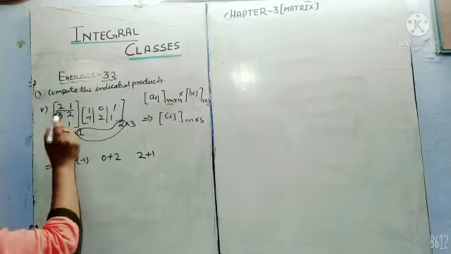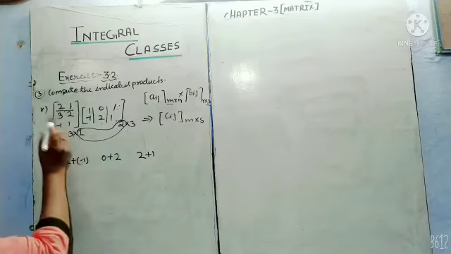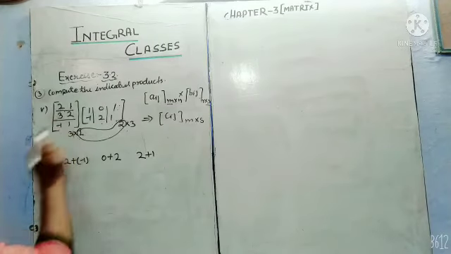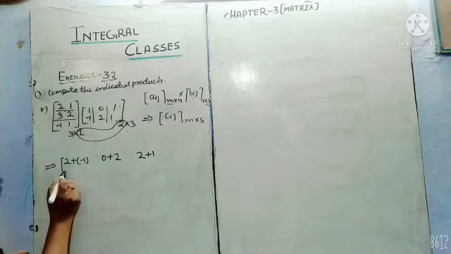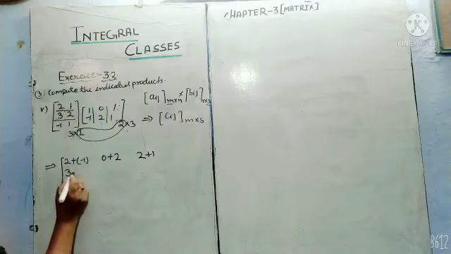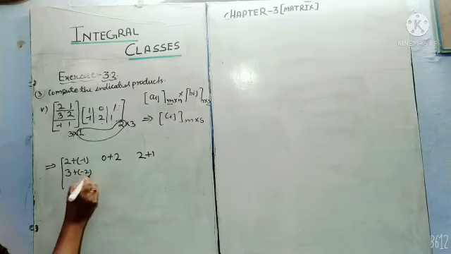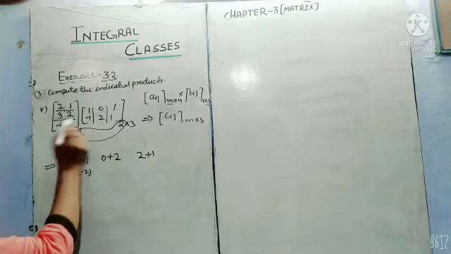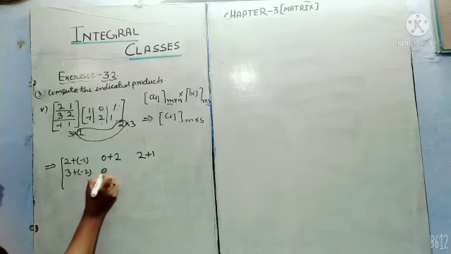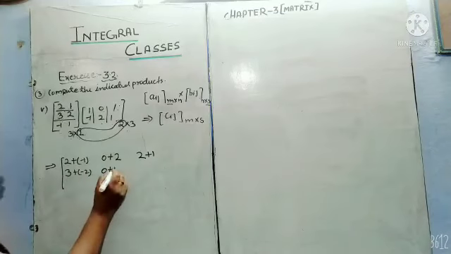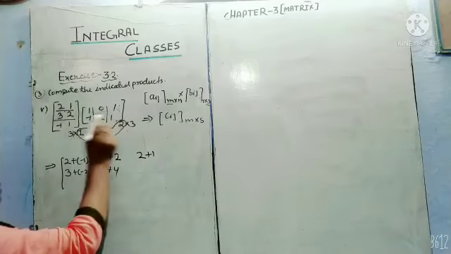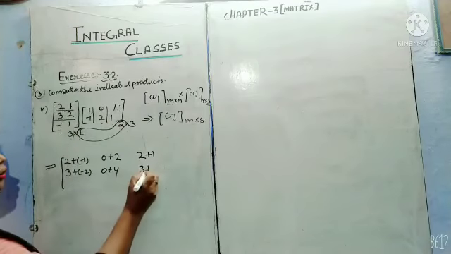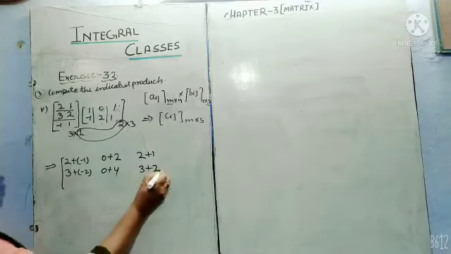Now first row is completed here. Now we will multiply here the second row. Second row by first column. 3 into 1, 3, 2 into minus 1, minus 2. Again second row, second column. 3 into 0, 0, 2 into 2, 4. Again second row, third column. 3 into 1, 3 plus 2 into 1, 2.